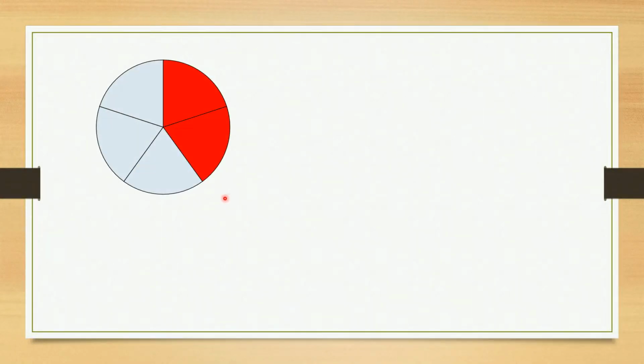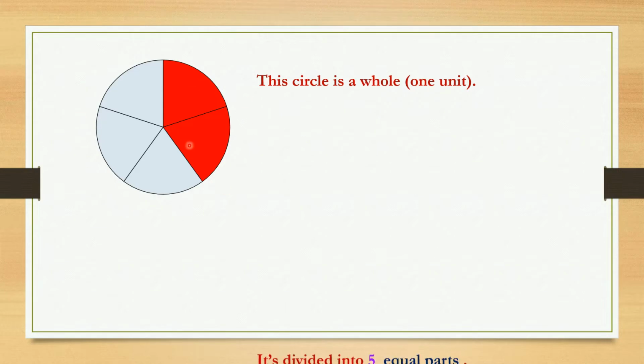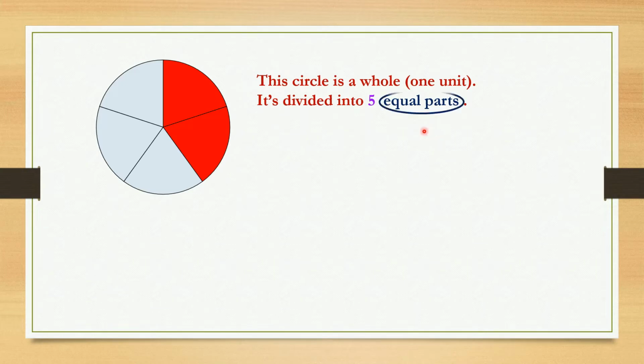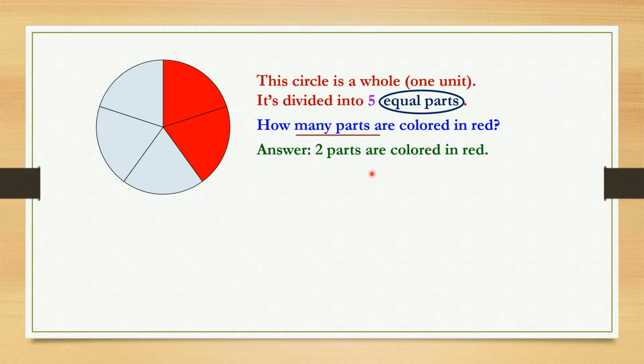Let's observe this figure together. In this figure, we have a circle. This circle is a whole, or one unit. It's divided into 1, 2, 3, 4, 5 equal parts. So they are equal in shape and size. How many parts are colored in red? Let's count. 1, 2. Answer: 2 parts are colored in red.